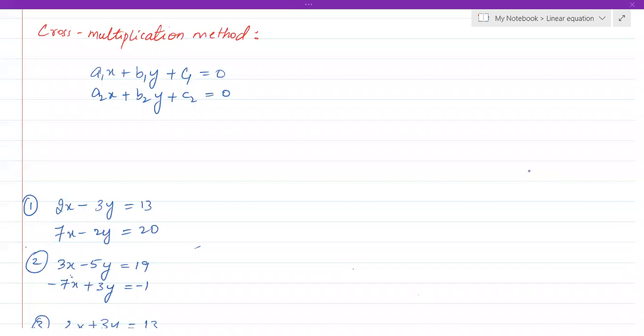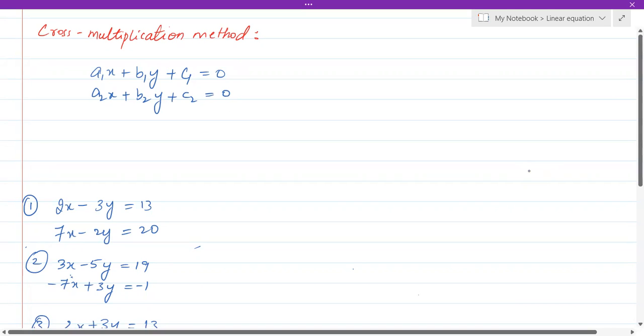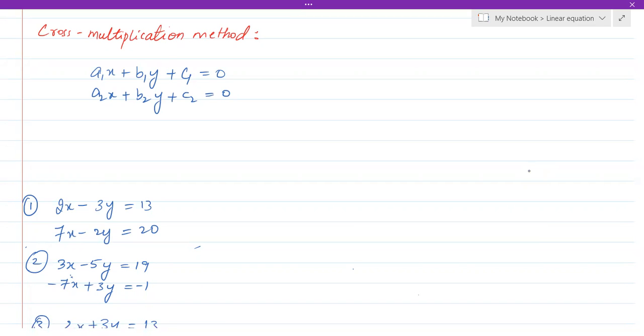Hello students. So in this video, let's see what is cross multiplication method and how to solve linear equations in two variables using this method. Okay. So we know the general form of pair of linear equations, isn't it? As you can see, I've written a1x plus b1y plus c1 is equal to 0, a2x plus b2y plus c2 is equal to 0. Okay. So these are the general form of pair of linear equations in two variables.